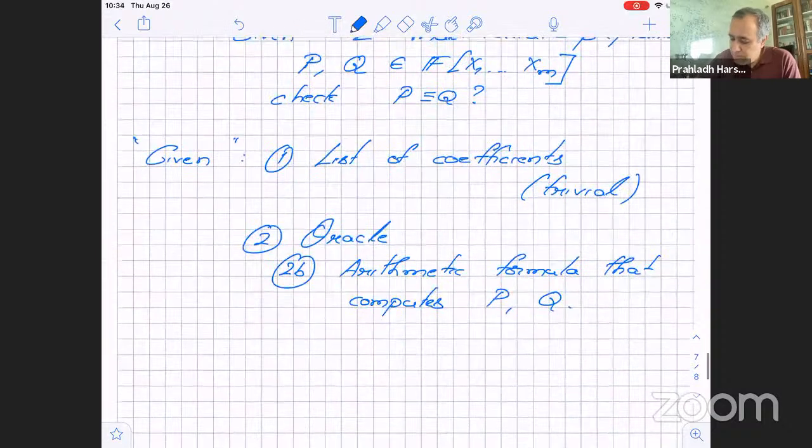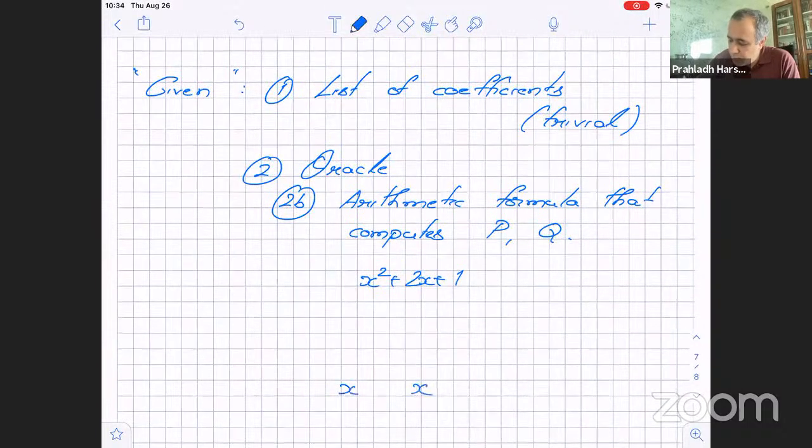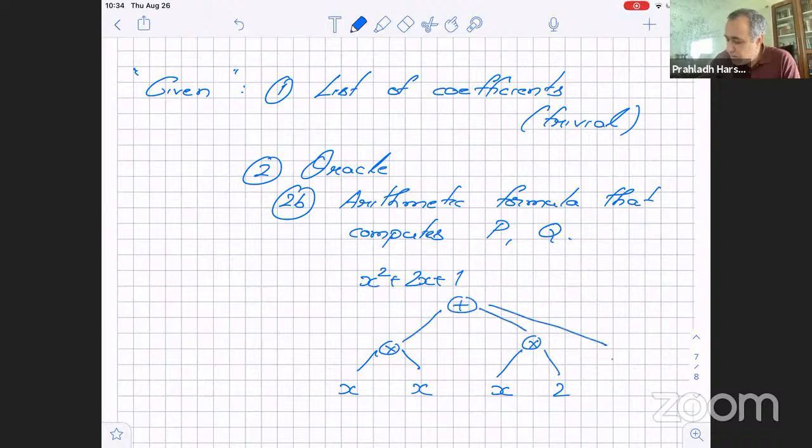For example, for the polynomial x squared plus 2x plus 1, I could give the following arithmetic formula. I give multiplication, then I take x multiplied by 2. There's an addition, this, and 1. So this is a formula, a tree-like structure whose leaves are the variables or the field elements, and the intermediate nodes are addition and multiplication gates, and you compute the polynomial this way. So I could give you the polynomial this way.